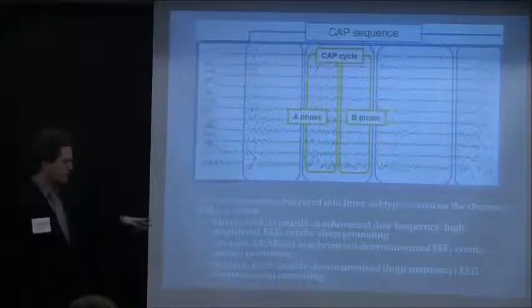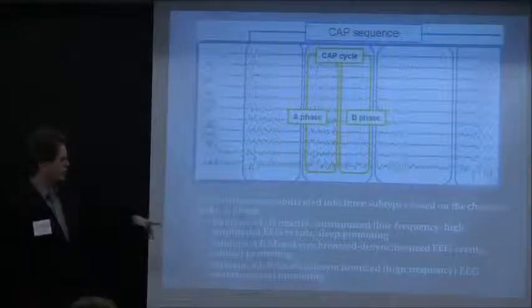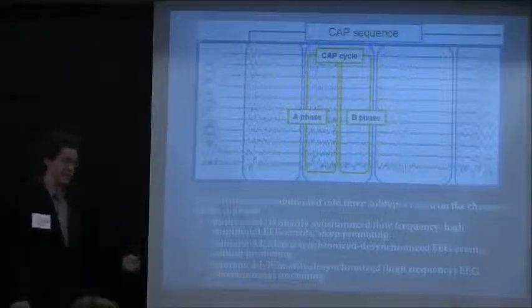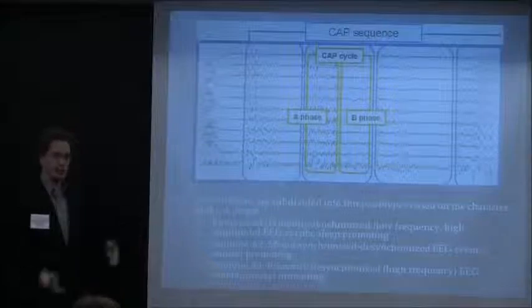A1 is primarily synchronized EEGs, where low frequency and high amplitude. A3 is primarily desynchronized, high frequency. A2 is kind of a mixture of the two.